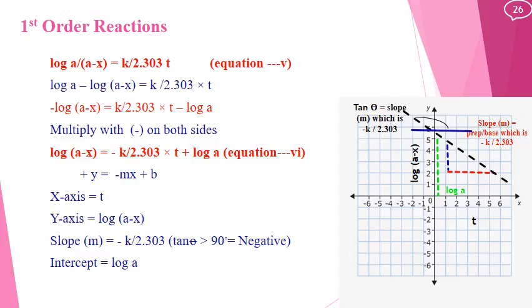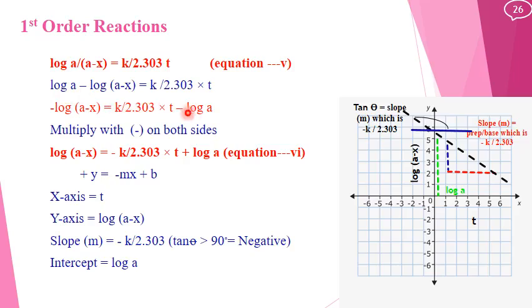Here we can derive another equation by using equation number 5 to form another linear equation. As we know, equation number 5 is actually log of a over a minus x is equal to k over 2.303 into t. T is actually the time of reaction proceeding. And by using the principles of logarithm, we may write this equation as log of a minus log of a minus x is equal to k over 2.303 multiplied by t.